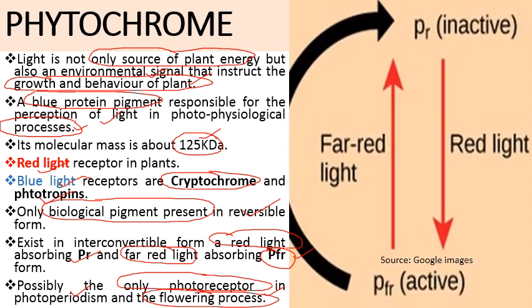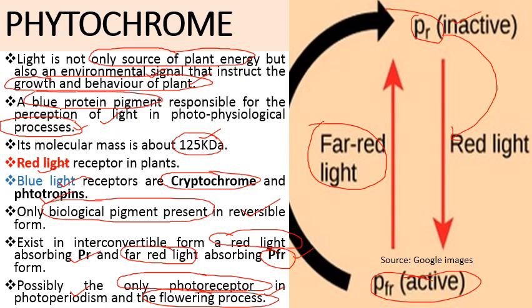So it exists in two forms. One is Pr form, that is inactive, and the other is PFR form, which is the active form. When Pr form absorbs red light, then this Pr form is converted into PFR. When this PFR form absorbs far red light, it is converted back to Pr form.